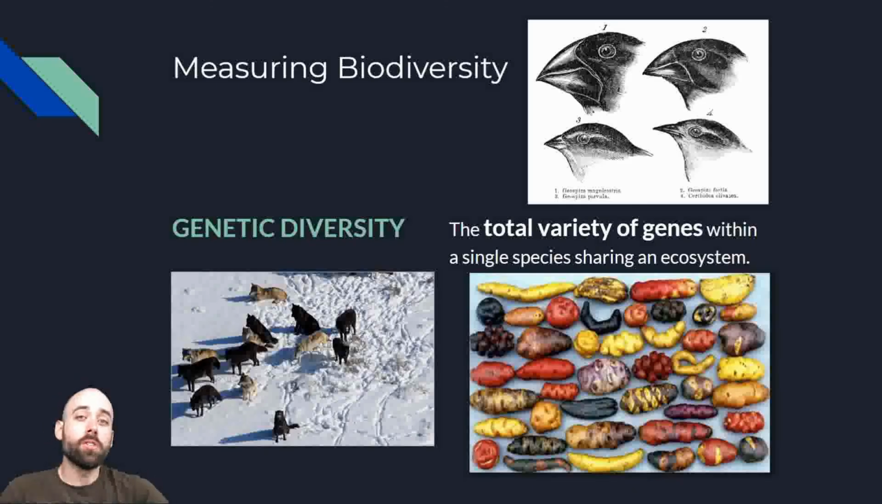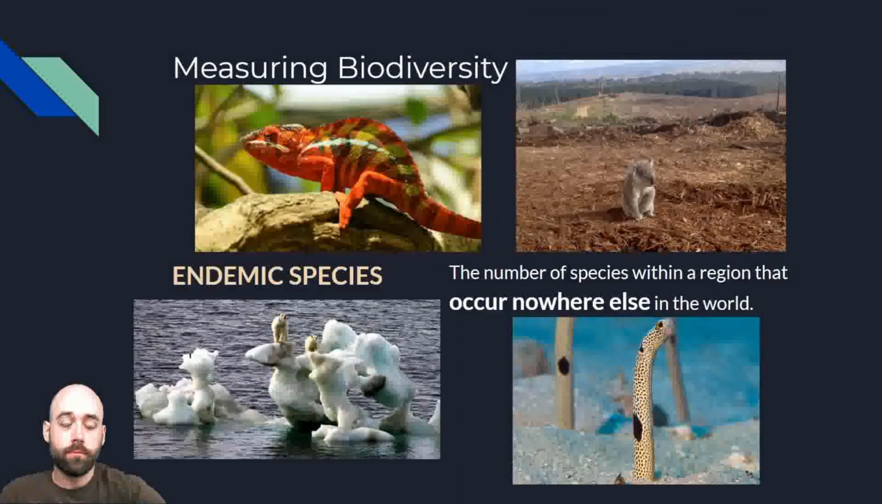Probably one of the more difficult to measure, but equally important, is genetic diversity, and that's the total variety of genes within a single species that share an ecosystem. Something you might remember from high school science is the Galapagos finches, which are all one species but have different beak shapes. And the final factor of measuring biodiversity is counting the number of endemic species, and that is simply the number of species within a region that occur nowhere else in the world. You can see I brought back the koala and the polar bear because both of those are unique to their regions, and that's why those regions are important to protect.